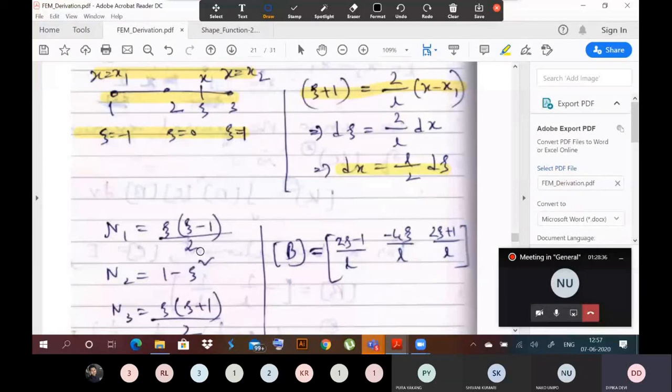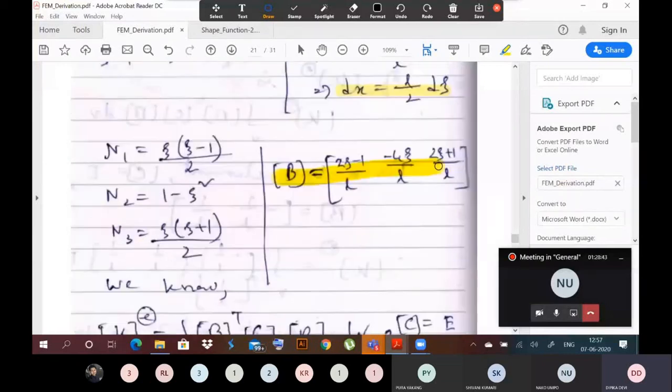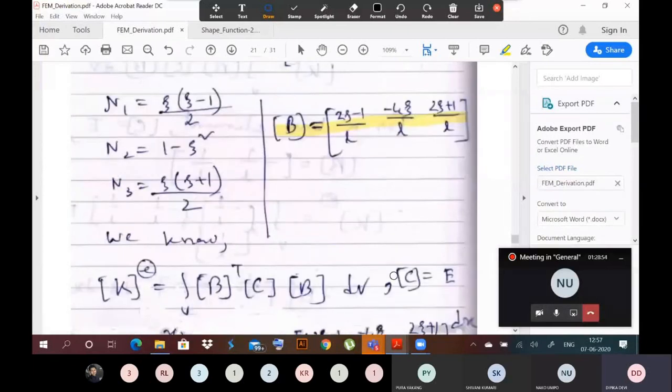The general expression for K of the element is the integration over volume of B transpose C B dV. Here also C is equal to E. It is a bar element, so we have only stress and strain in one direction. Therefore, C will have only 1 and 3, that is E. So C can be replaced by simply E.